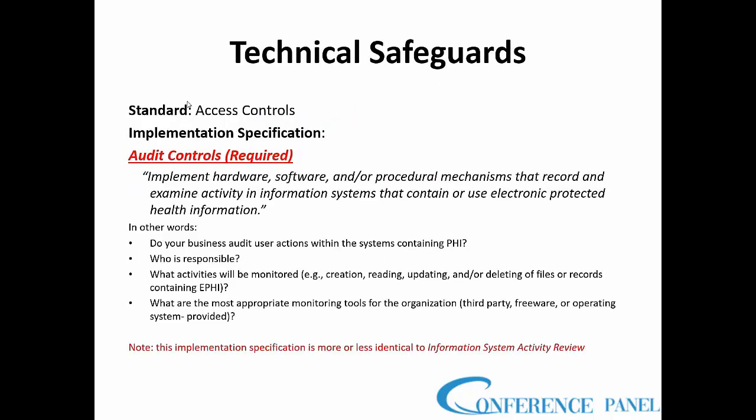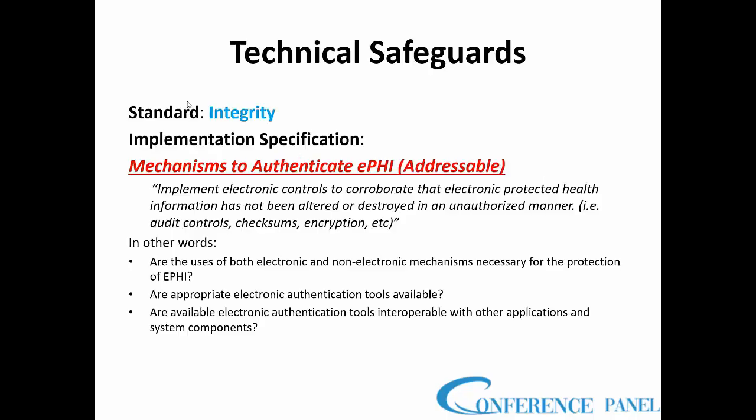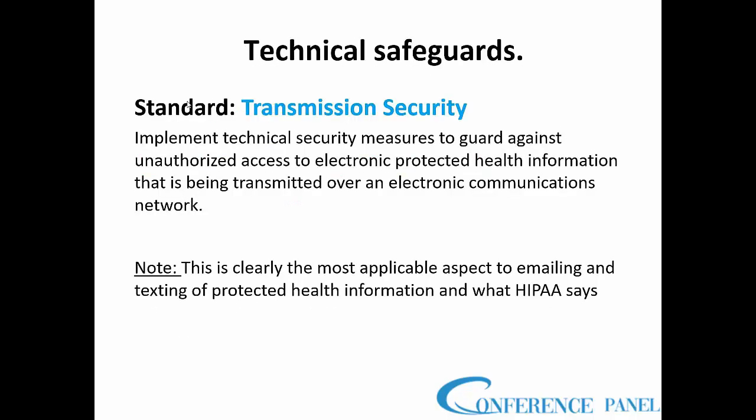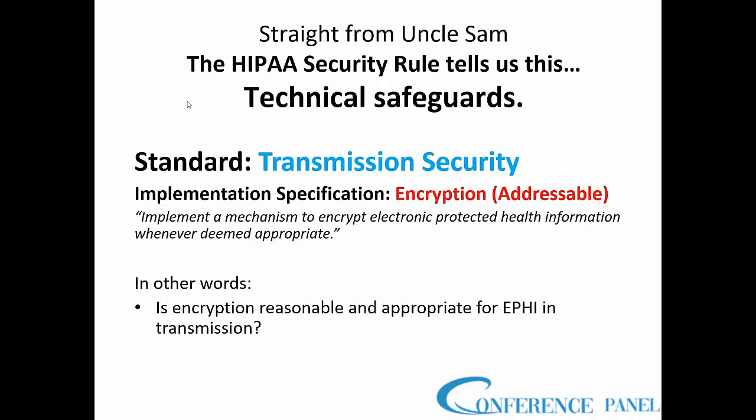Encryption and decryption: implement a mechanism to encrypt and decrypt PHI. What about faxing? You're going to be able to fax? Traditional faxing is entrenched in health. Integrity: implement policies and procedures to protect PHI from improper alteration or destruction. Mechanisms to authenticate electronic protected health information. Transmission security: implement technical security measures to guard against unauthorized access to electronic PHI that's being transmitted over an electronic communications network. Encryption in transmission is not necessarily required. Implement a mechanism to encrypt.